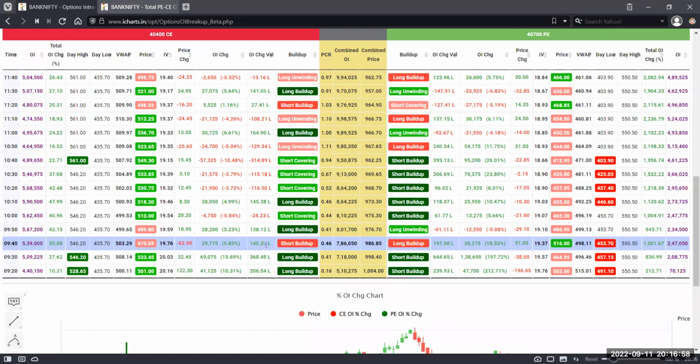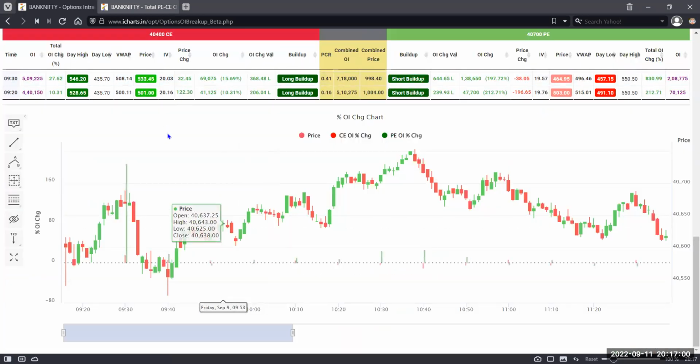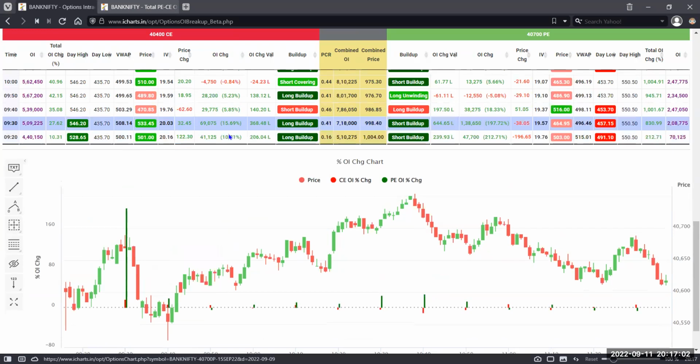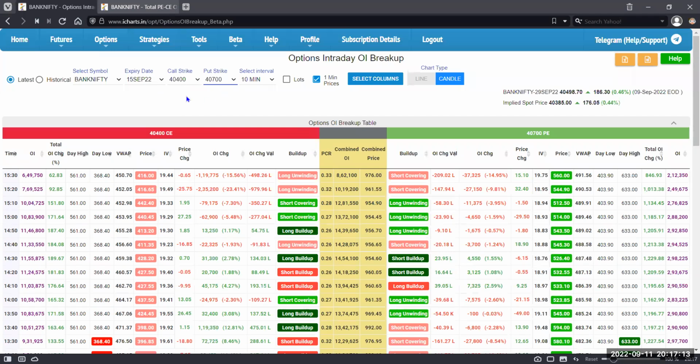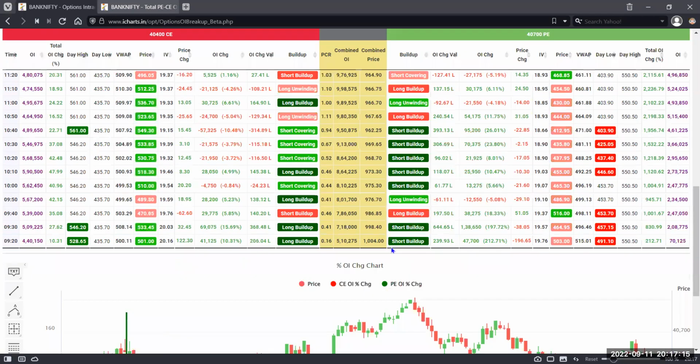Now, when to switch? See, this is fine for the initial morning. So initially, at 9:20 you have set up your premiums to be the same, both sides in the money options, both sides.